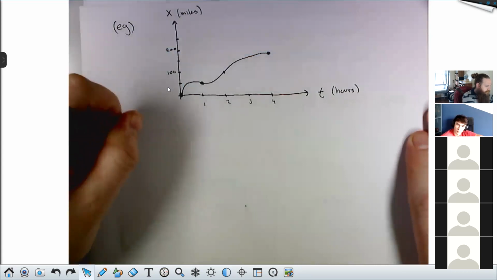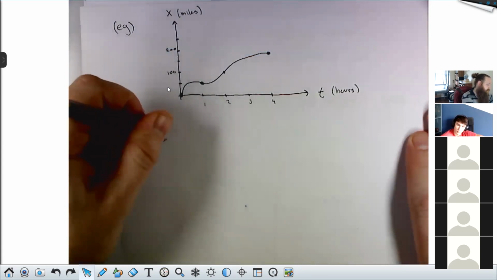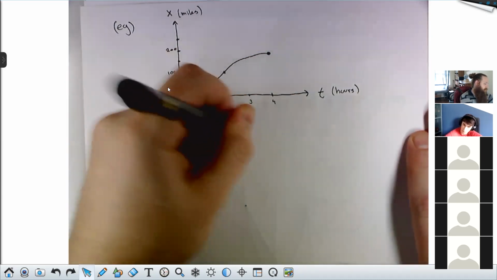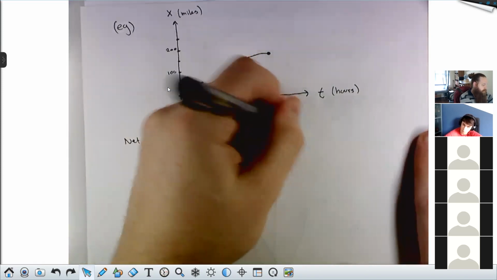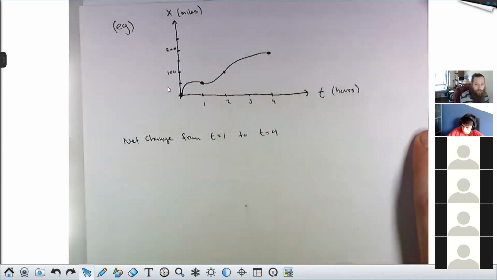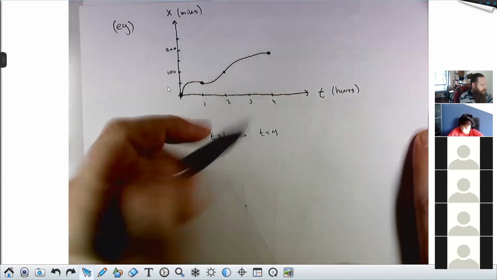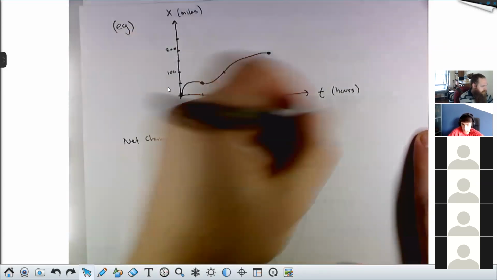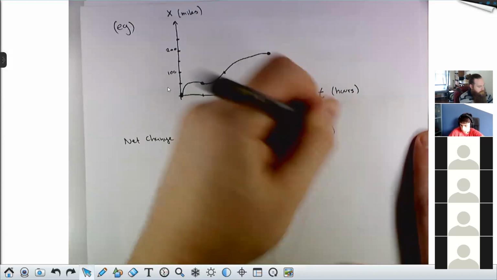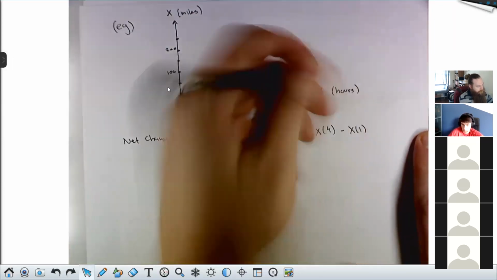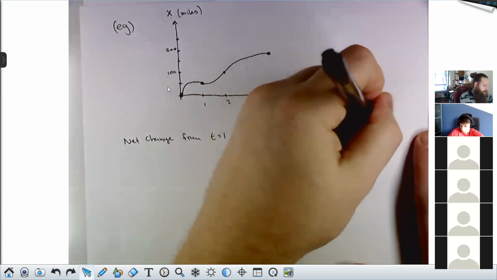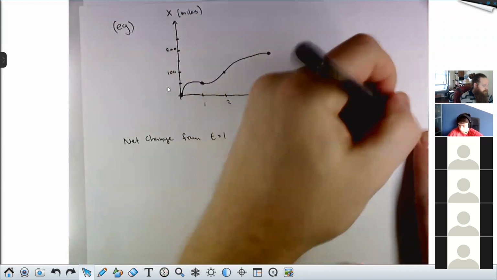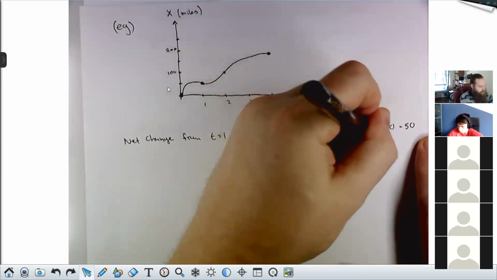So the net change from t equals 1 to t equals 4, that's my displacement, or how far I've gone, how far I ended up from where I was here, is x of 4 minus x of 1, which is 200, x of 4 is 200, minus 50, which is 150 miles.